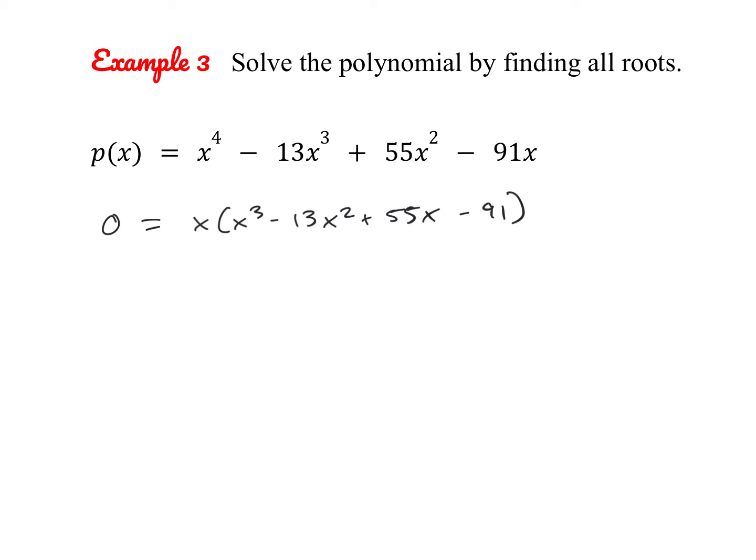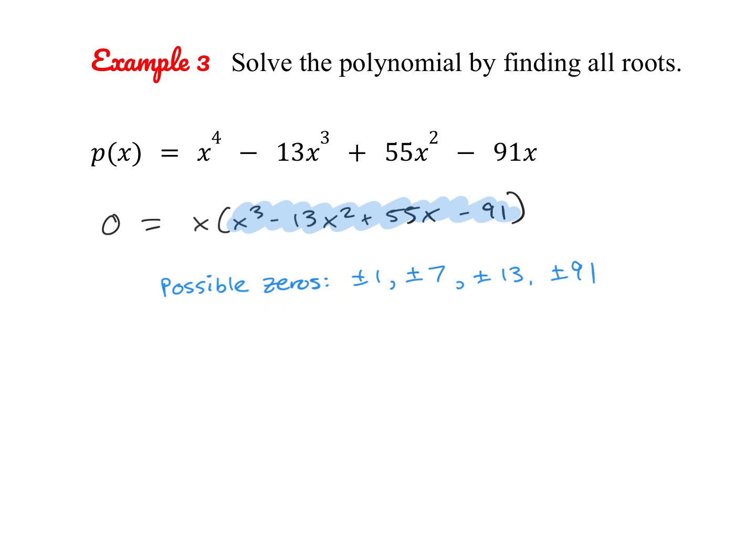Here, there's no way for us to factor, so we do need to use the rational root theorem. And again, I'm just using it for this remaining polynomial here. So our possible zeros would be plus or minus 1, plus or minus 7, plus or minus 13, and then plus or minus 91. So we have 8 possible options.